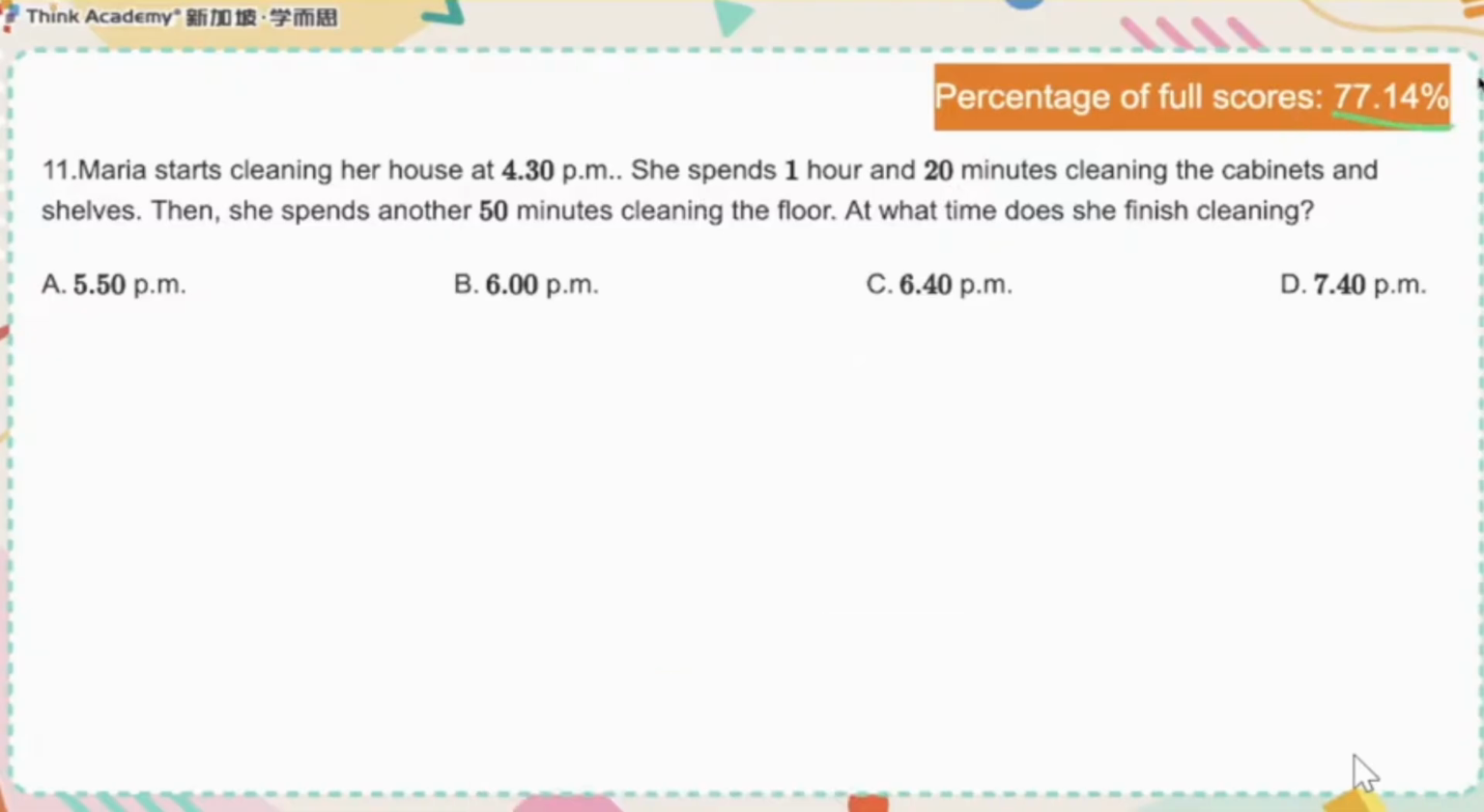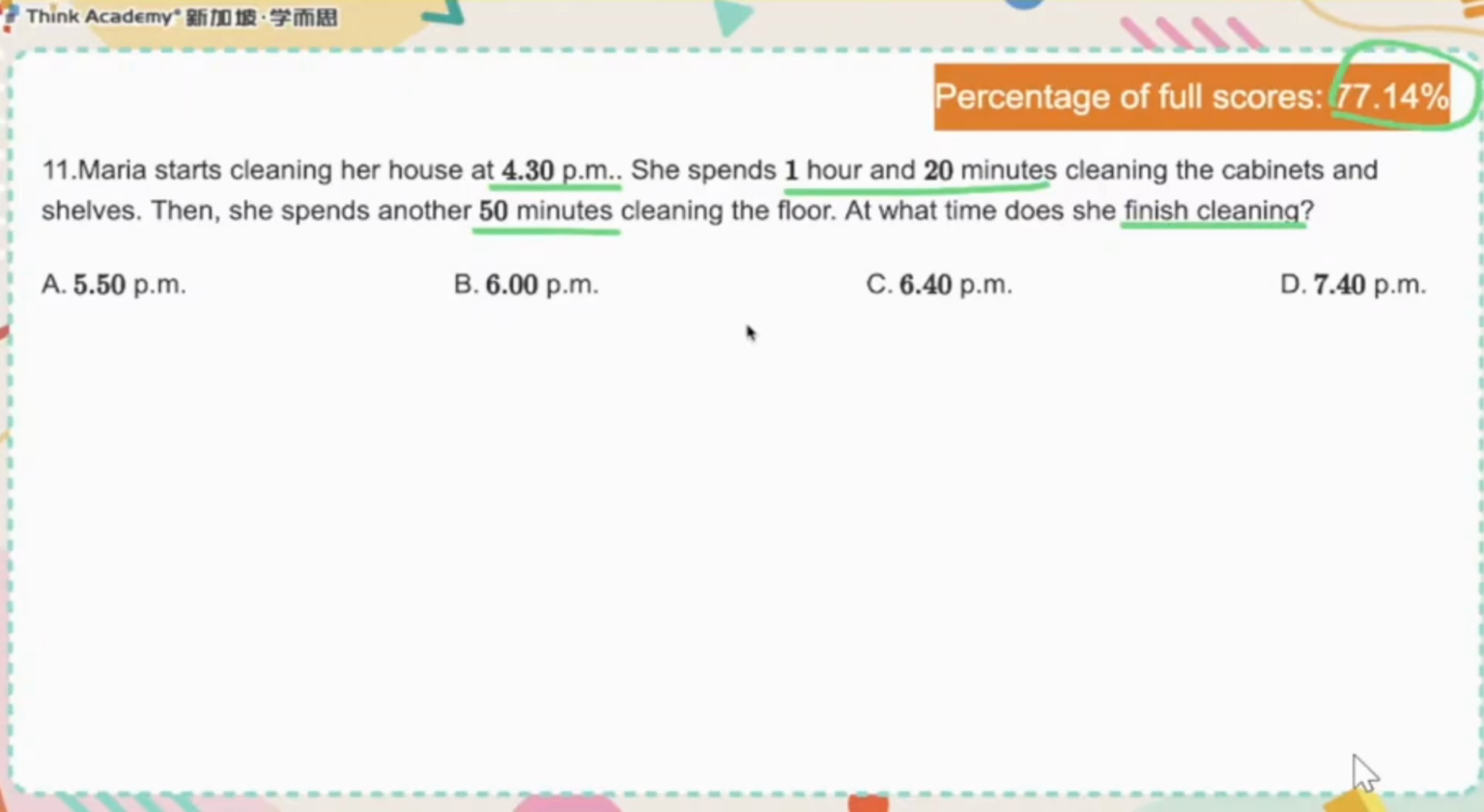Okay. This time, let's take a look at question 11. We can see this time the percentage of full scores is 77%. Okay, let's take a look. This time it's about the timing problem. We can see Maria starts cleaning her house at 4:30 p.m. p.m. means in the afternoon. She spends 1 hour and 20 minutes cleaning the cabinets and the shelves. Then she spent another 50 minutes cleaning the floor. At what time did she finish the cleaning?